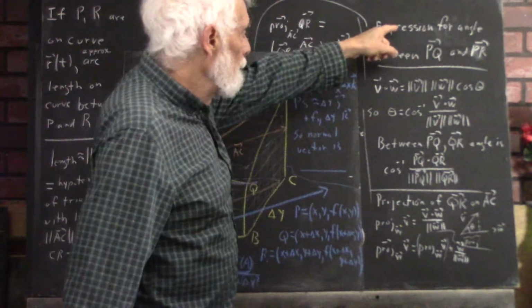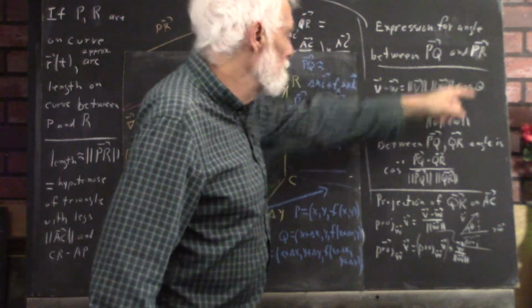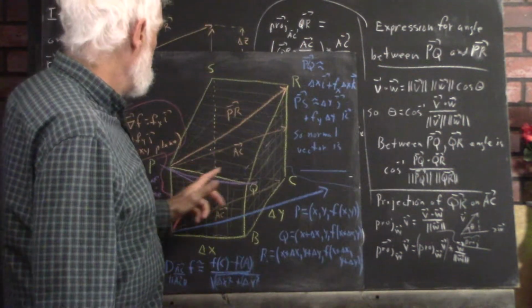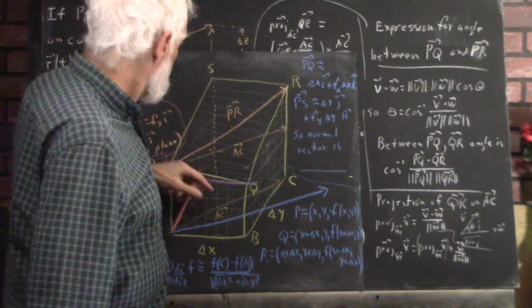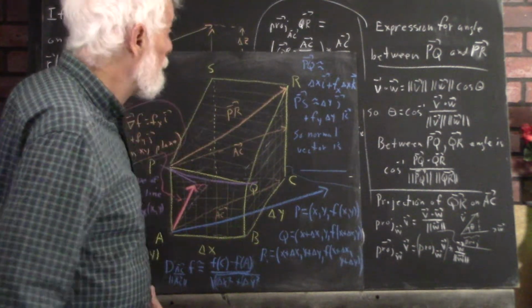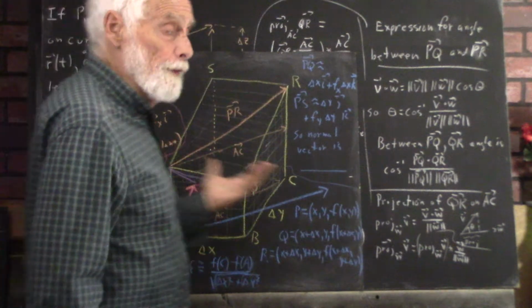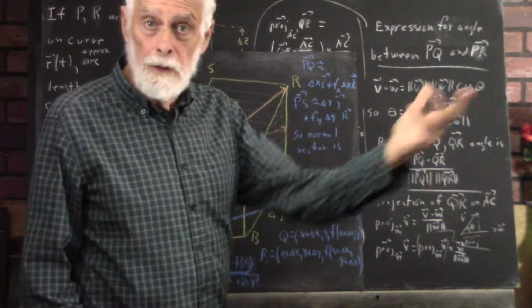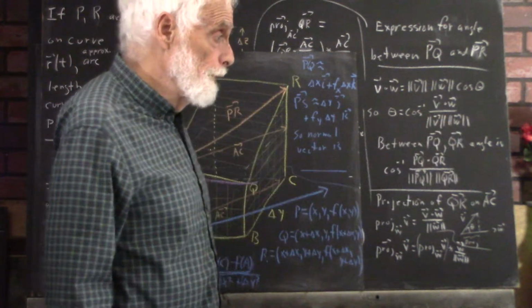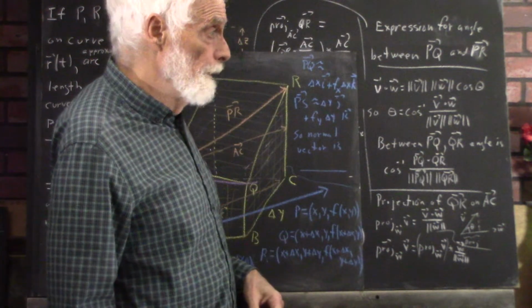Now, if we want the expression for the angle between PQ and PR, here's PQ, here's PR. You've got some angle in here. That should be very straightforward because that's simply related to the definition of the dot product, something you simply need to know.